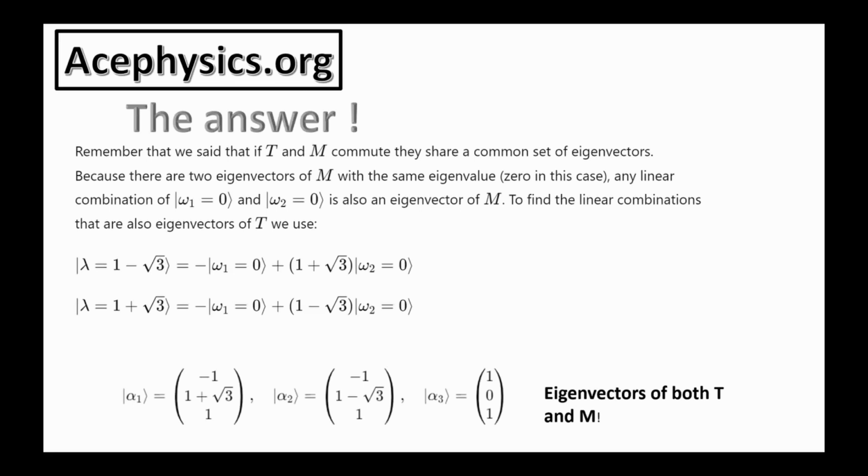That's what it means for the commutator to equal 0. If the commutator equals 0, then you can find eigenvectors that are eigenvectors of both of the matrices. If the commutator is not equal to 0, then the matrices are not simultaneously diagonalizable, and you will never be able to find that.